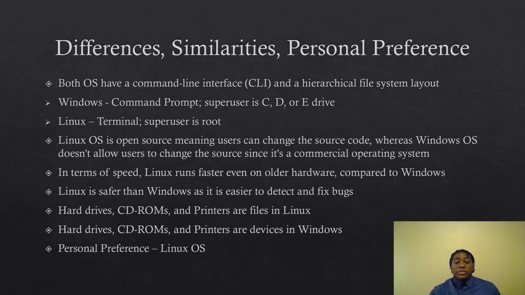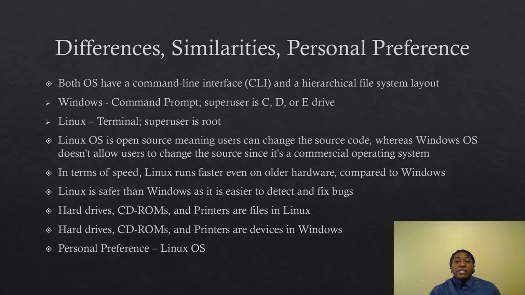Linux is an open source operating system, so users can make changes to the source code as needed. Windows, on the other hand, is a commercial operating system, so source code isn't available to users. Linux is the safer option than Windows because it's easy to find bugs and fix them. Windows has a lot of users, which entices hackers to attack the system. Linux runs faster in terms of speed, even on older hardware, while Windows is slow. In Linux, hard drives, CD-ROMs, and printers are considered files, whereas in Windows, they're considered devices.